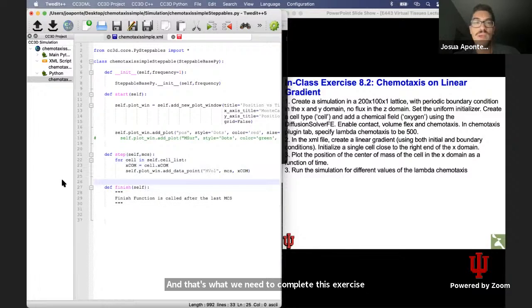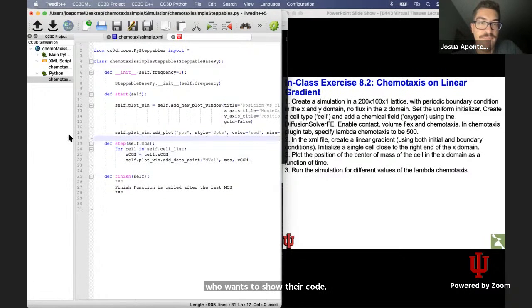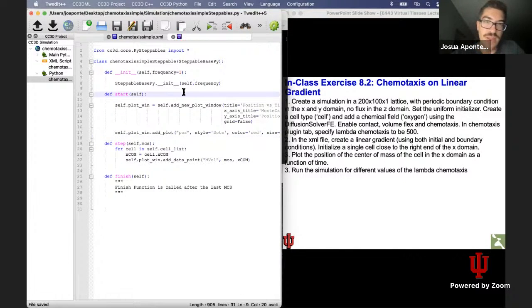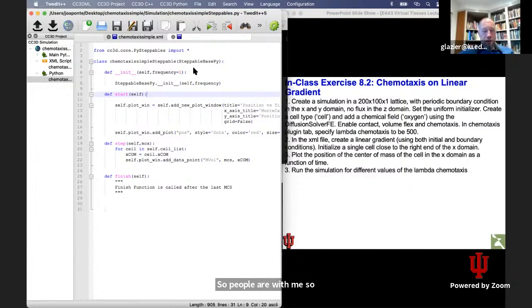So who wants to show their code? Two people are with me. Is there some problem specifically that people have where we can help them?